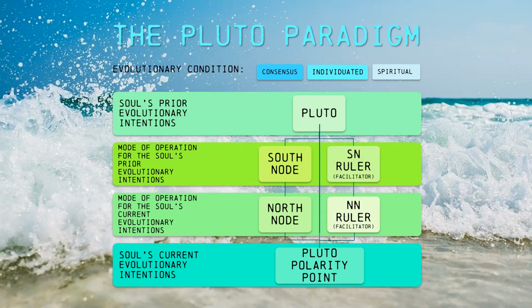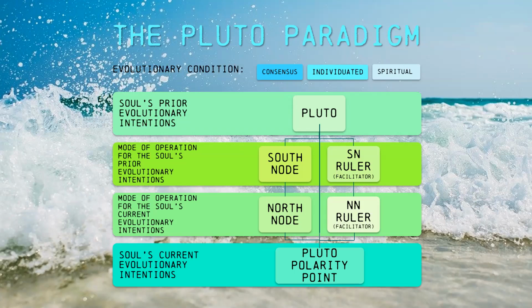From there, we move to the south node, the south node of the moon. And the south node symbolizes the soul's prior egocentric structure, that it created in order to actualize its prior life evolutionary intentions, symbolized by Pluto. So already there's a relationship between Pluto and the south node. The south node is an actualizer, or a mode of operation, in order for Pluto to actualize itself.